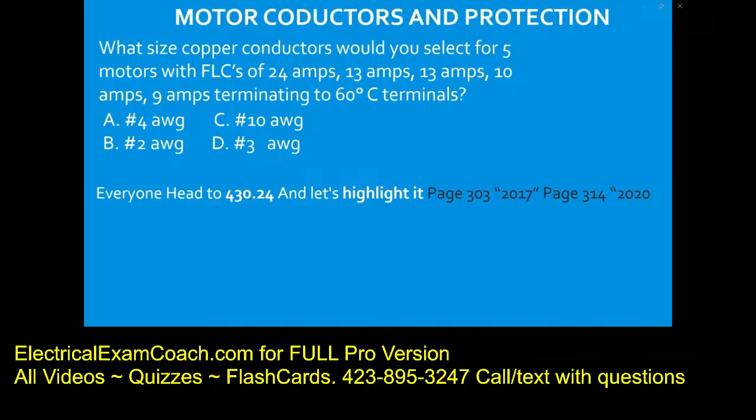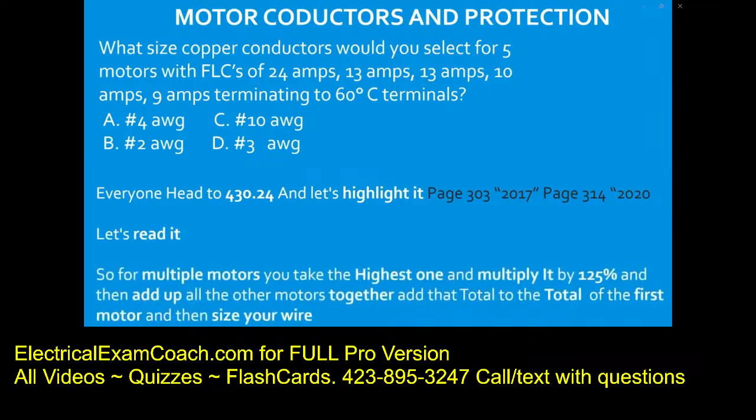Pause the video now if you need to. Okay, so when we get to 430.24, we're going to read the bold heading. It says several motors. So what we're dealing with is when we have more than one motor. First, in the bold heading, highlight the words several motors, if you're allowed to highlight in your state. Then go down to part 1 and highlight 125%, and then go down to part 2 and highlight all of part 2.